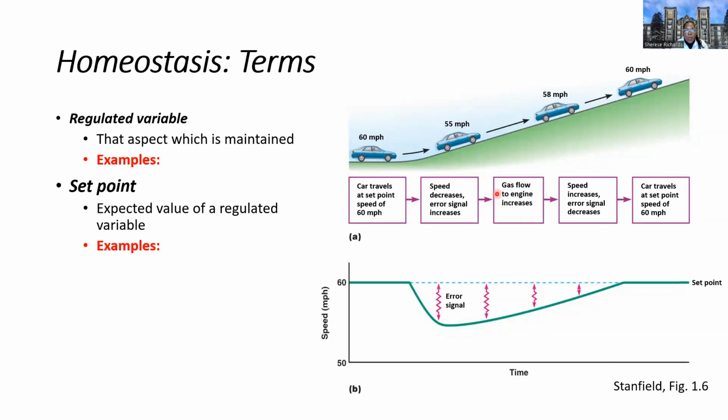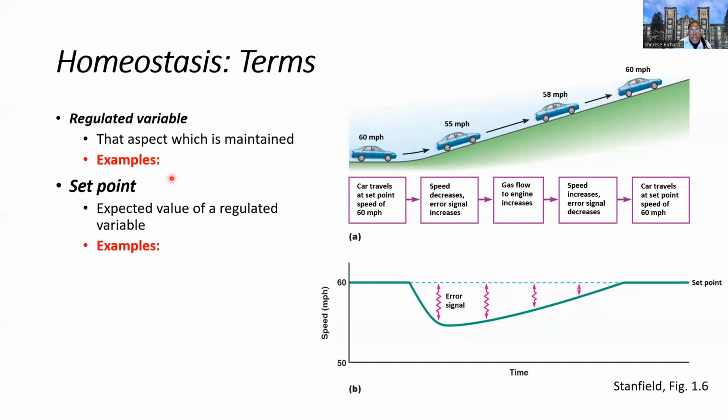Okay. Now, when we think about homeostasis, we want to introduce some terms that are helpful. The regulated variable, this is the aspect that is maintained. So regulated variables can be blood pressure, pH, body temperature, like we said, your acid base, which is your pH. Your body weight can be a regulated variable, your temperature. All of those are aspects that we strive to keep at a constant level, and those are your regulated variables.